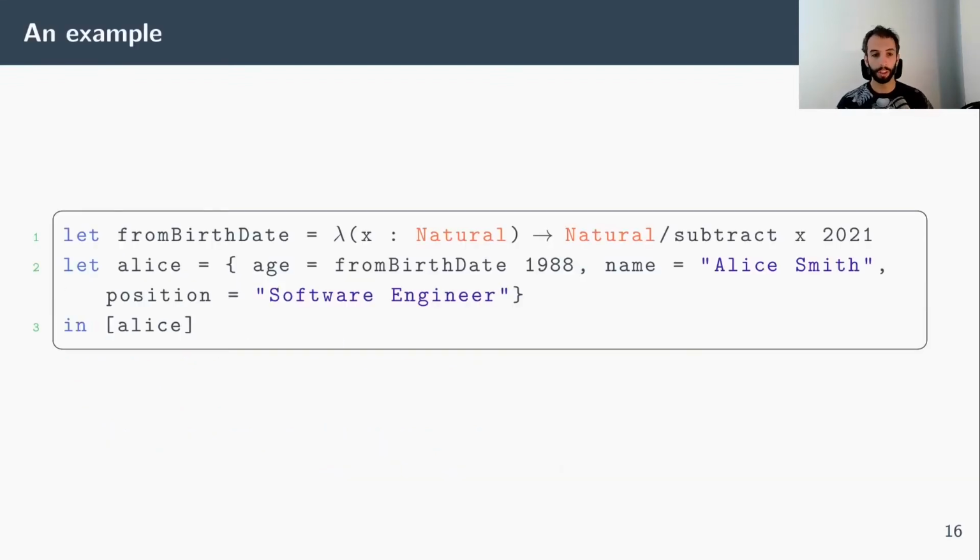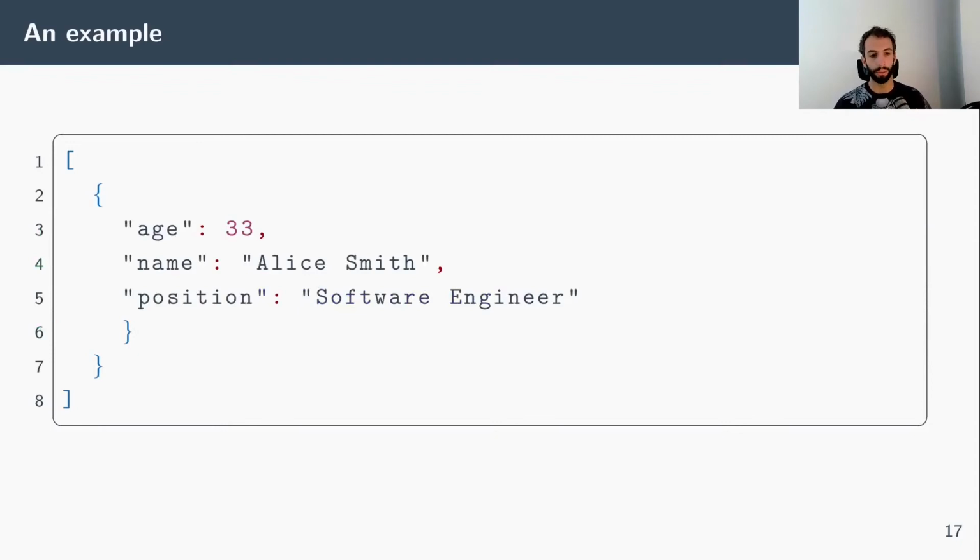And so this is just a simple example to give you a taste of Dhall. So we define a function that takes a number and computes the age of someone from their birth year. And then we just generate a standard JSON structure, which evaluates to what you would expect.